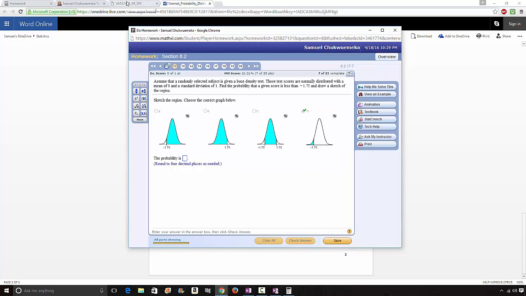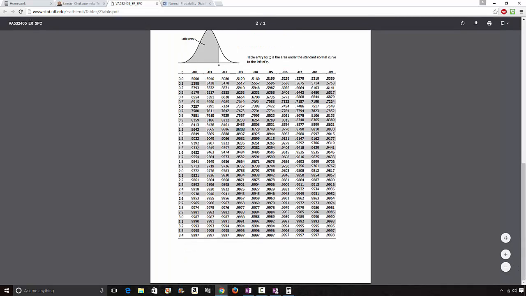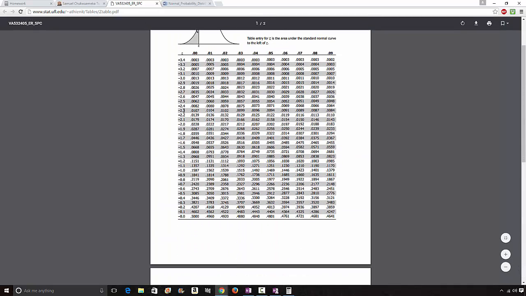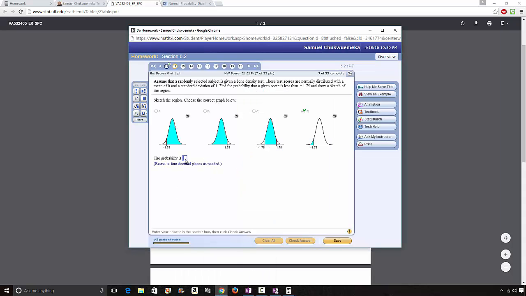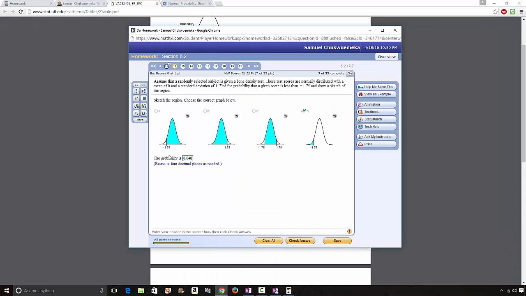We pull up our table and go to negative 1.7 under 0.05. We talked about that in the first video. Negative 1.7, then 0, 1, 2, 3, 4, 5. That gives us 0.0401.